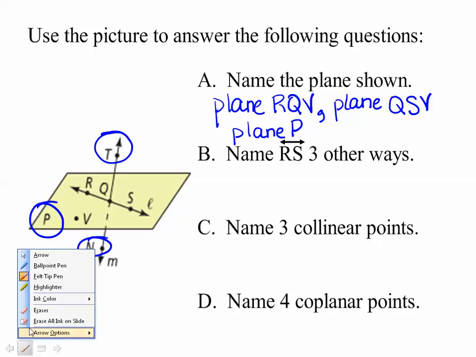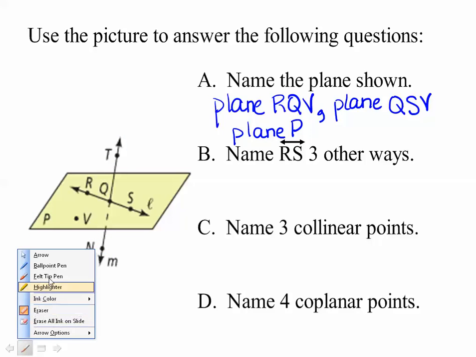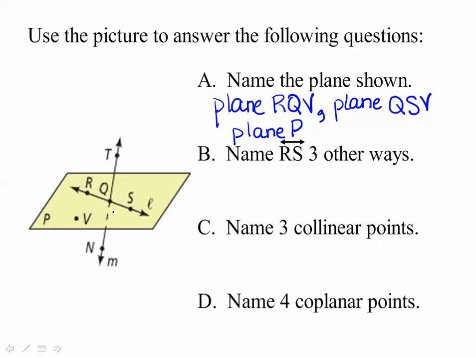Okay, let's look at letter B. Letter B says to name line RS 3 other ways. So RS, notice point Q is also on that line. So maybe a different way would be to name it line RQ. I could also turn RS around and name it line SR. Another possibility would be line QS or line QR.